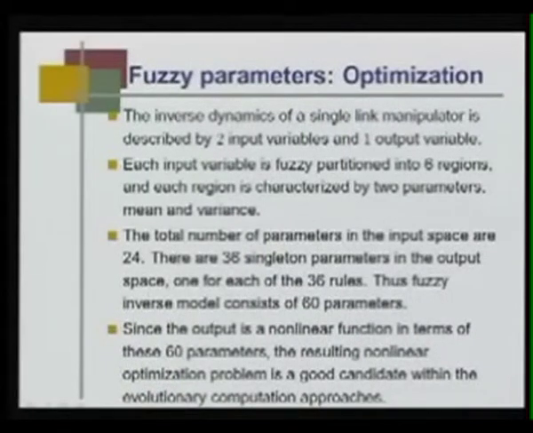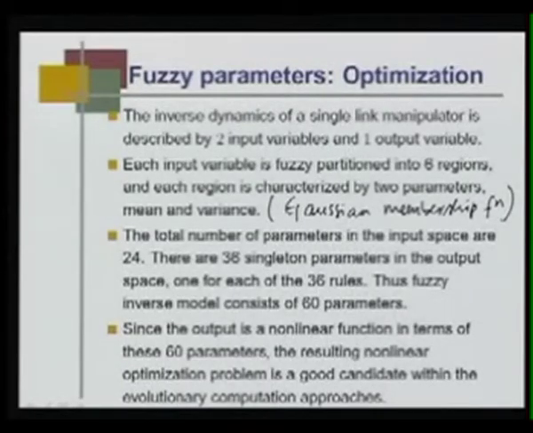So, the inverse dynamics of a single link manipulator is described by two input variables and one output variable. Each input variable is fuzzy partitioned into 6 regions, and each region is characterized by two parameters, mean and variance, because of the Gaussian membership function.